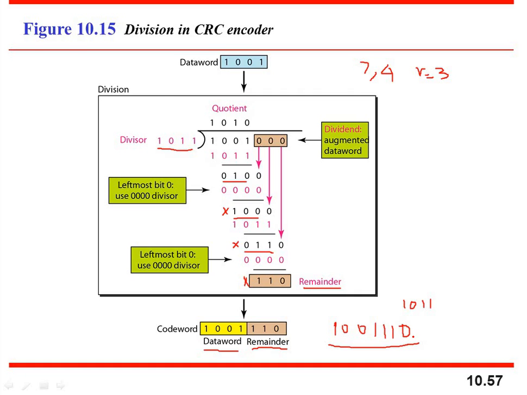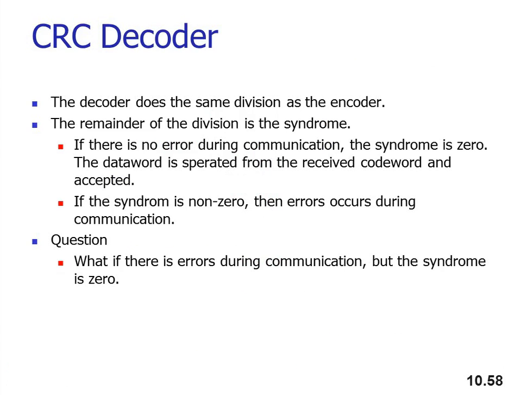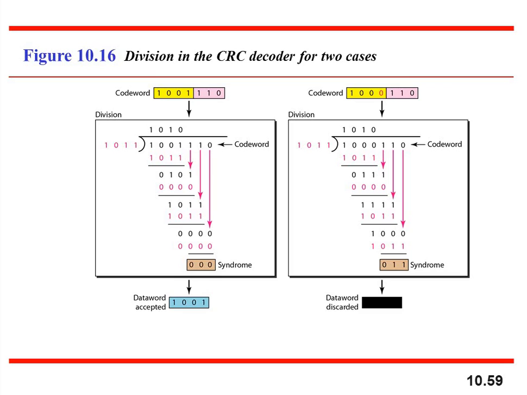Now at the decoding end, let us try to understand how we will accept it. So at the decoder, the decoder uses the same division as in encoding. It uses the same divisor, but if there is no error, then the syndrome is 0. That means the remainder of the decoder division remains 0, and if the syndrome is non-zero, then an error has occurred, and in that case that code word is discarded, right? That code word is discarded.